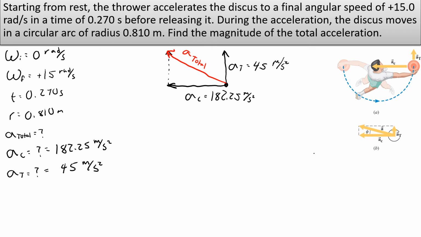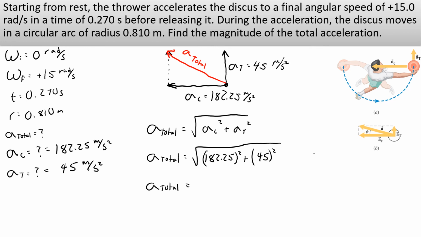So you do what we normally do for the magnitude of the resultant. So the total is equal to the square root of AC squared plus AT squared. That's just the Pythagorean theorem. So you get a magnitude of 187.7 meters per second squared.